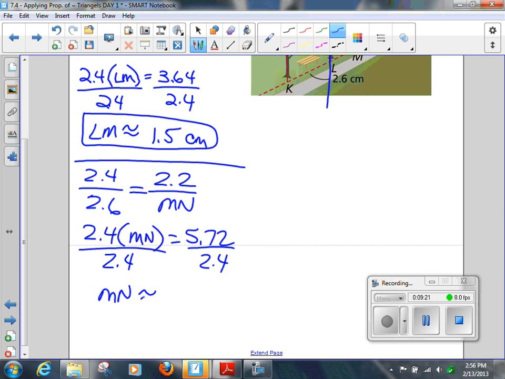And you get it approximately what? Is that what you got? Did you set it up correctly? Do you have 2.4 over 2.6 equal to 2.2 over MN? Positive. Then did you get 2.4 times MN equals 5.72? Did you divide the top number by the bottom number, 5.72 divided by 2.4? Did you have 2.38? Yeah. Okay, you just didn't round it to the nearest tenth.